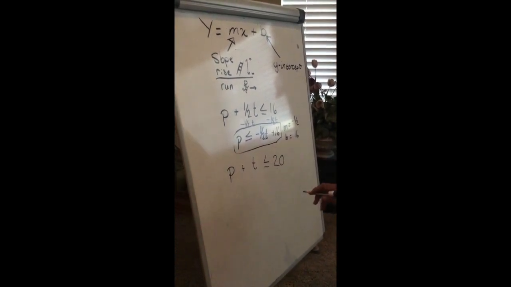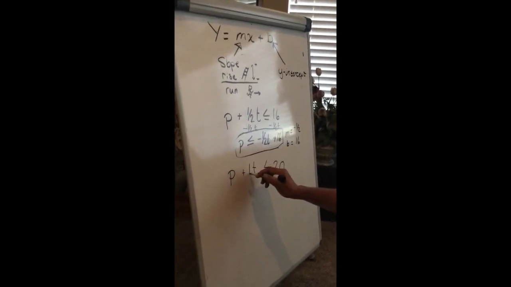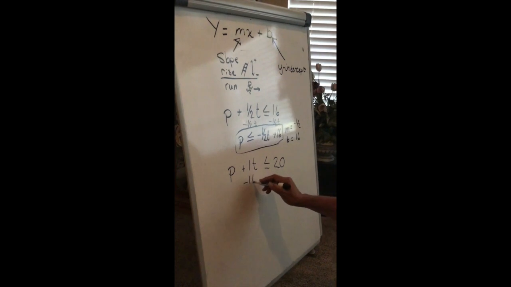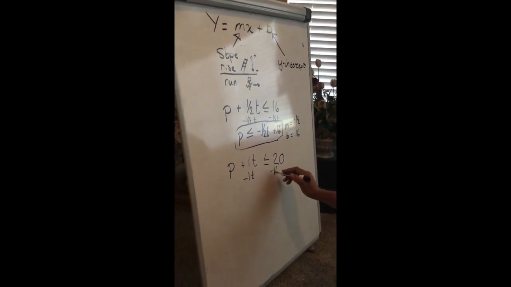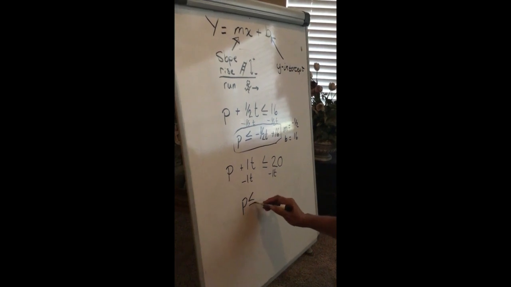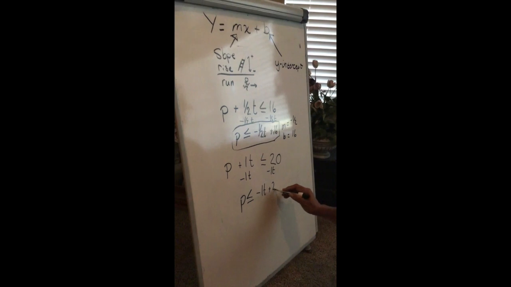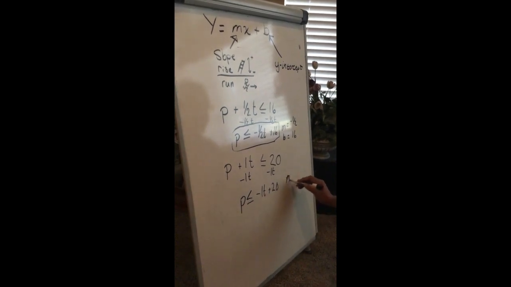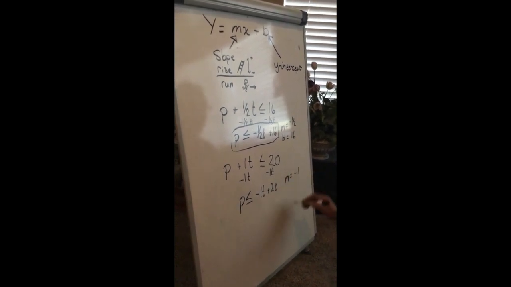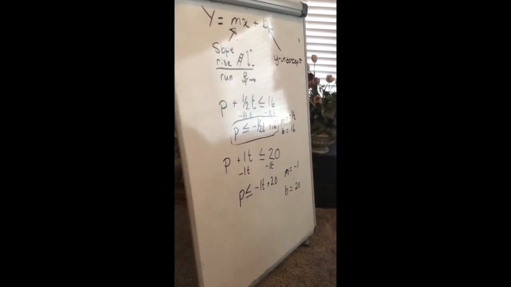Now on our second inequality, I want to isolate the p. So there's really 1t here, and I'm going to subtract 1t from either side of the inequality. P is less than or equal to negative 1t plus 20. My slope, or m, is negative 1, and my y-intercept is 20.